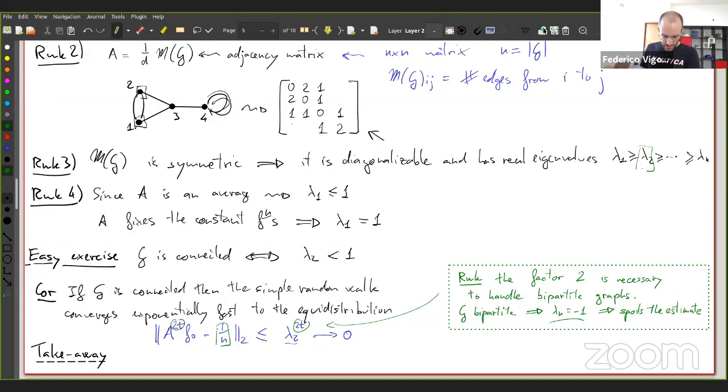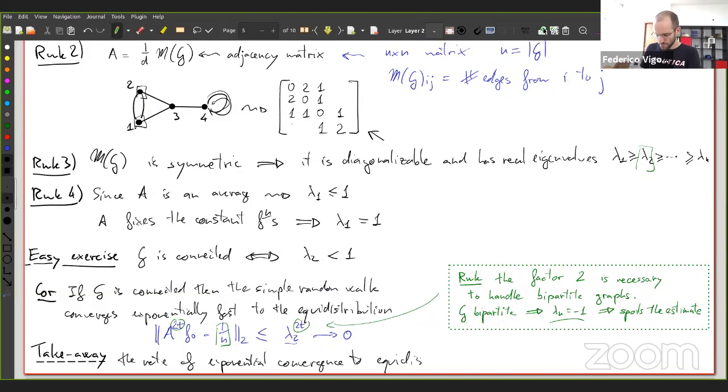Okay, so the takeaway is that the rate of exponential convergence to equidistribution is a notion of connectedness. So this is the thing that I have been bubbling about for a while, that the other way of defining connectedness is in terms of it being easy to walk around. You can see, if you start walking at random, how long it will take before you are completely lost and every place is equally likely.